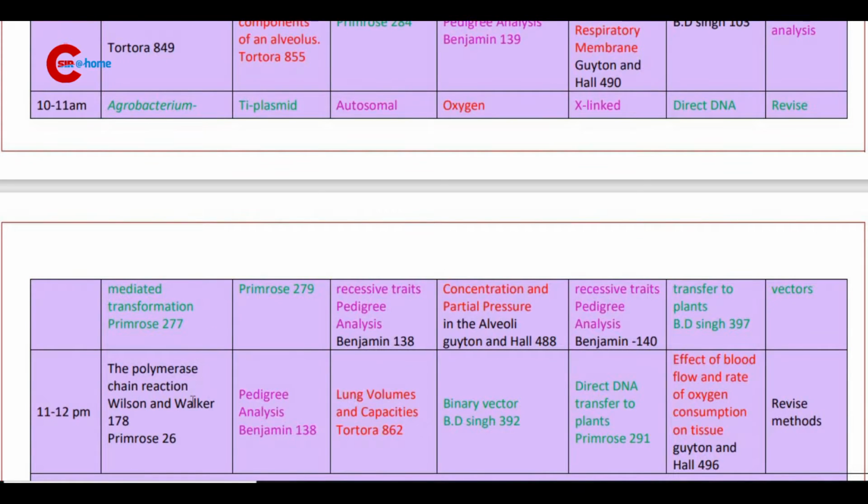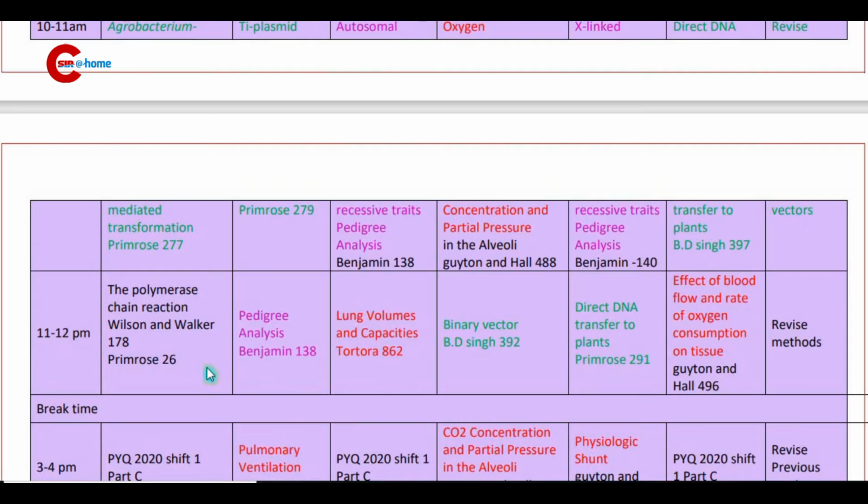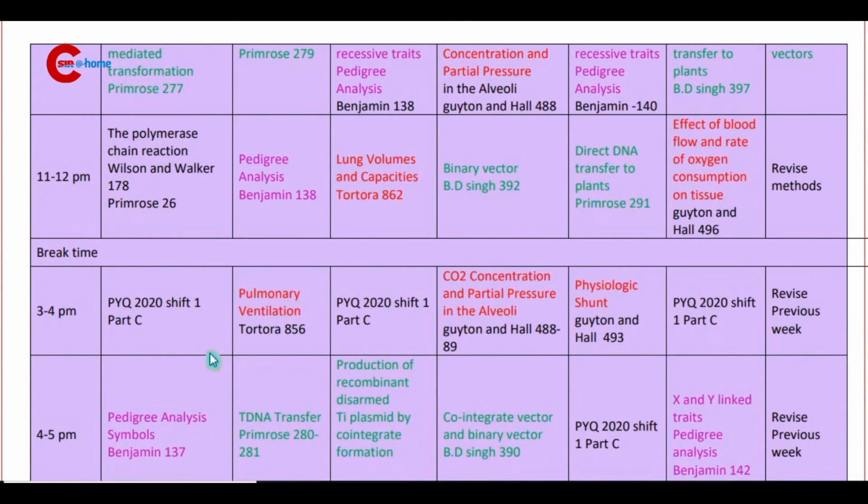Okay, then 11 to 12 p.m.: study polymerase chain reaction. You can refer Wilson and Walker or Primrose. Okay, then 3 to 4 p.m.: work on the previous year question paper on part C 2020 shift 1.